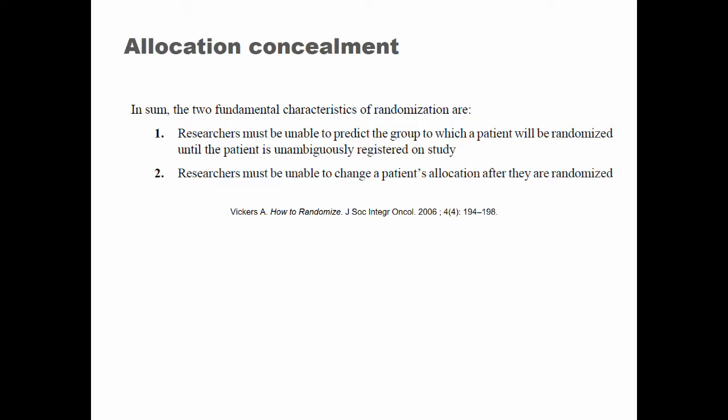allocations actually are. And so Vickers tells us there's two fundamental characterizations we have to have in order to have allocation concealment. And so the first one is that we can't be able to predict the group to which a patient will be randomized until after that patient is unambiguously registered onto the study.